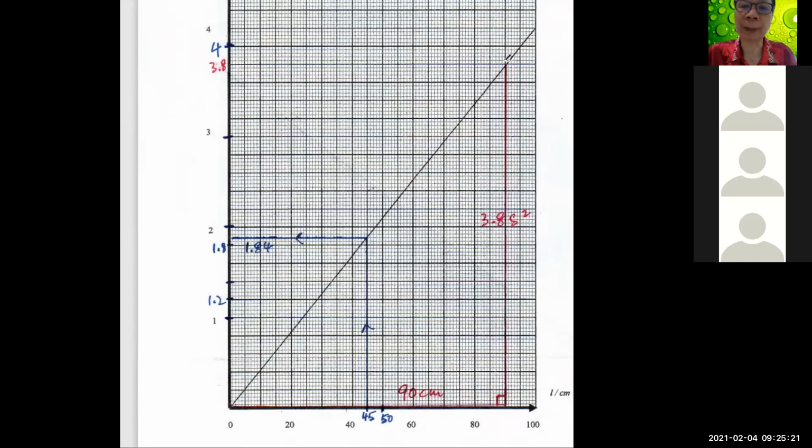I know some of you can pick the point, the coordinate, and use a formula. But in physics, actually no need to do like that. You just write the length here, 3.8 second square, here 90 cm. So after that, gradient, you take y divided by x, that's all. Take the vertical value, divide by the horizontal value. So you get your gradient.